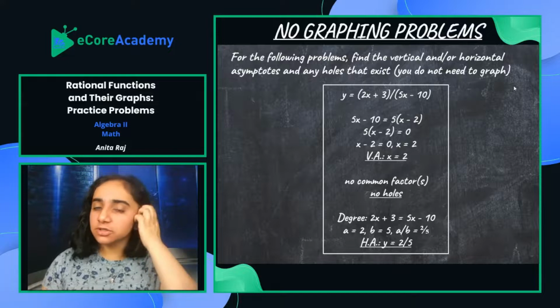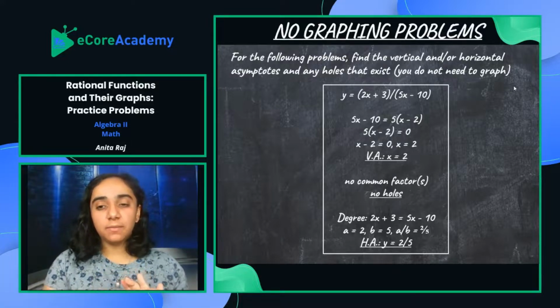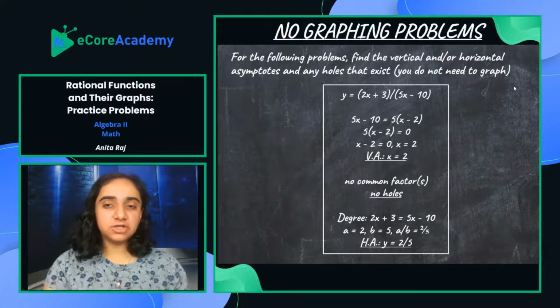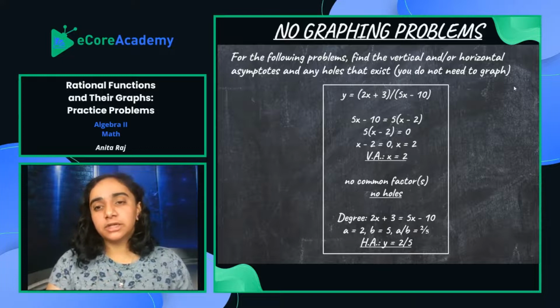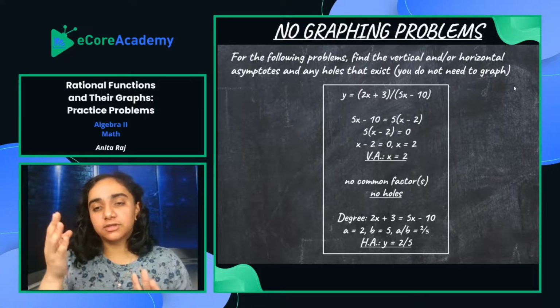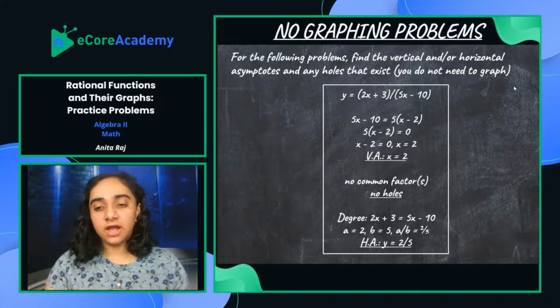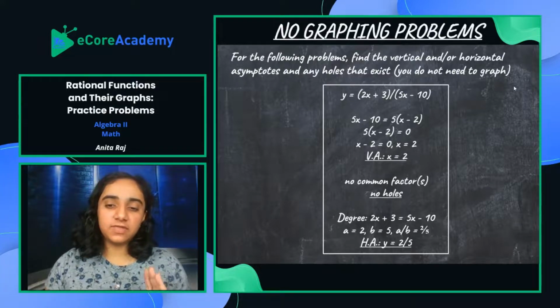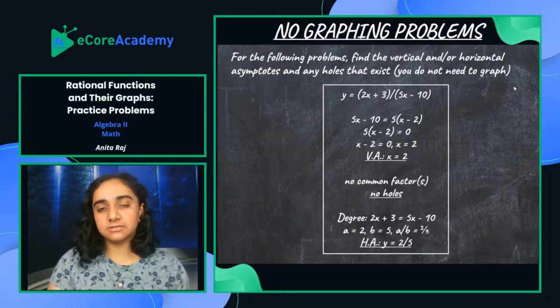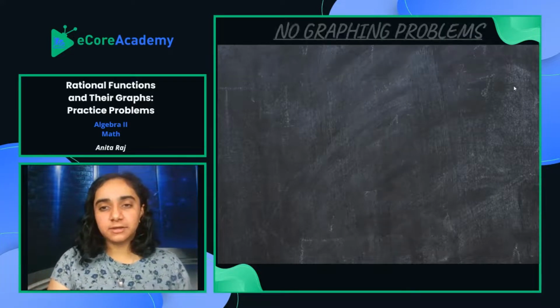So a is equal to the leading coefficient of the numerator, which is going to be 2x, so the leading coefficient is 2. Then b is going to be equal to the leading coefficient of the denominator. We're going to focus on 5x, and the coefficient's 5. So then to find a divided by b, we're just going to divide 2 divided by 5, and that's 2/5. So our horizontal asymptote is y equals 2/5.